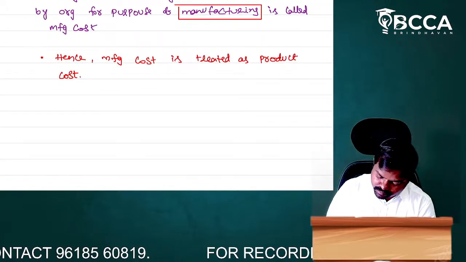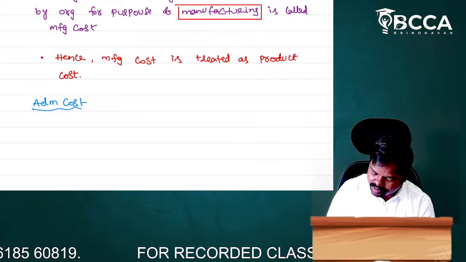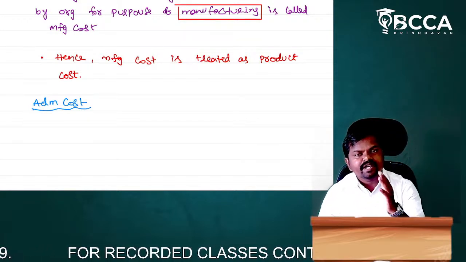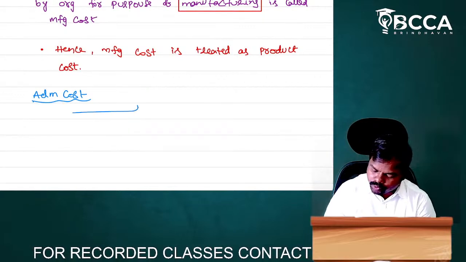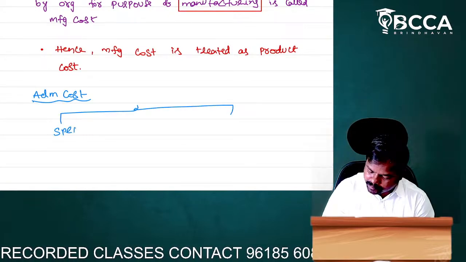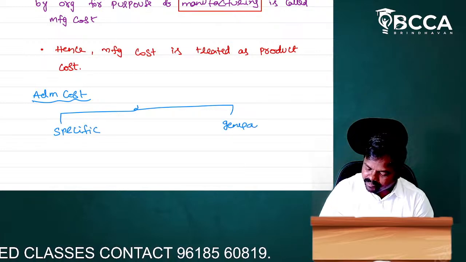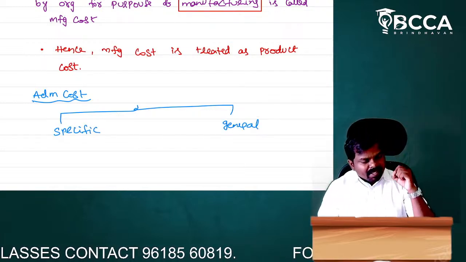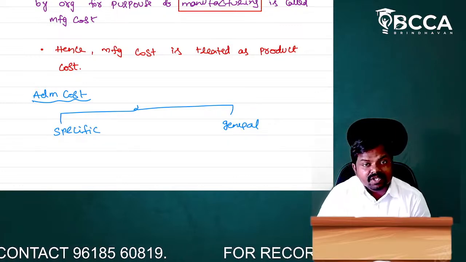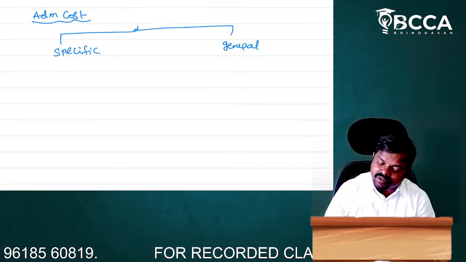Next, administration cost. Please remember, my dear friend, administration cost can be classified into two types. Administration specific and administration general. Administrative expense, how many types? Two types. Number one, administration in specific. Number two, administration in general.